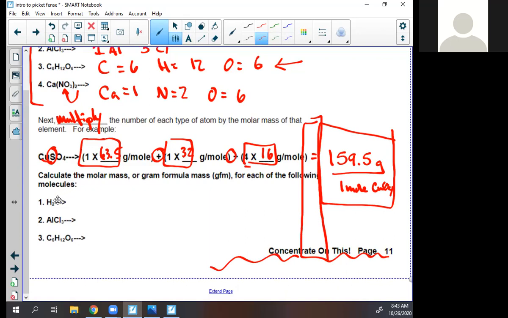Ooh, we can do number 1 quick. There was 2 H's, and an H is 1 gram. 2 grams per 1 mole. I'll just keep on going. There's 1 times 27. Where'd I get that 27? Tell your partner. That's the mass of aluminum, plus 3 times 35.5. I can't remember that one. It's in the 130 area. What is it?